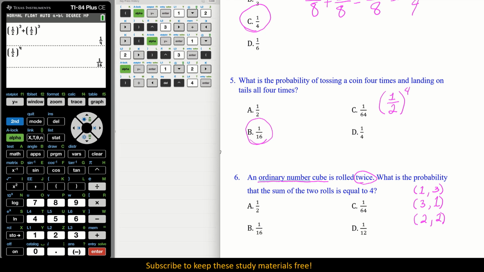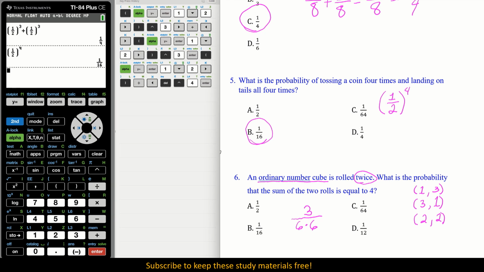However, we're talking about 2 rolls, and we have to think about them together. So what do we really have? We have 2 rolls, so the total outcomes are each roll multiplied together. But the reality is we only have 1, 2, 3 options with those rolls. We're only looking for these 3 out of the total 36. So that would be over 36, with 3 on top.